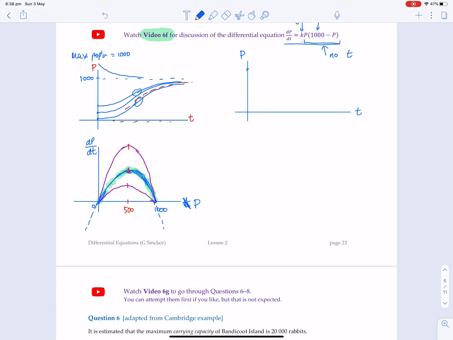First of all, the growth rate is 0. I'm going to write down a couple of things. So dp/dt equals 0 when p is 0 or 1000. And what does that mean? That in the slope field here, I've got 0 gradient when p is 1000 or when p equals 0.